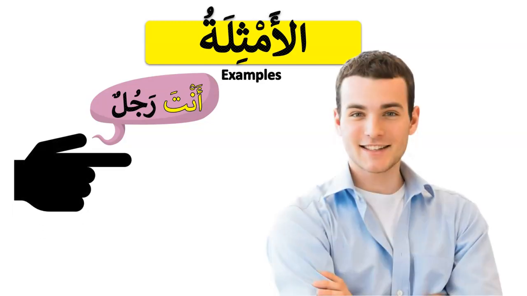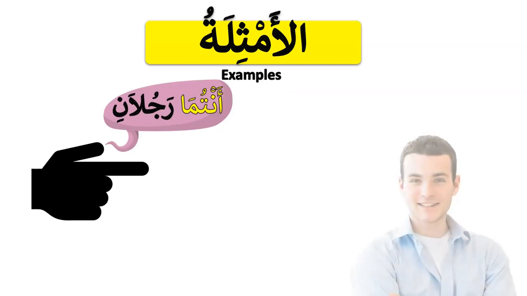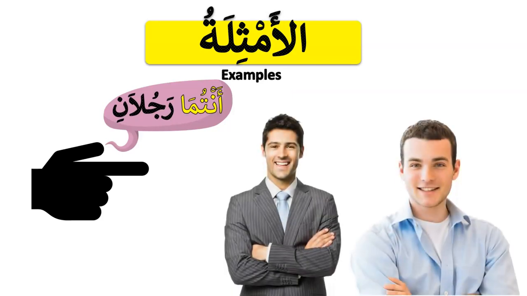أنت رجل. Again, أنت representing singular masculine. أنت رجل. You are a man. Is that the same if you are talking to 2 people? The answer is no. In this case, you cannot say أنت anymore. You would be saying أنتما, both of you. أنتما رجلان. Both of you are men.